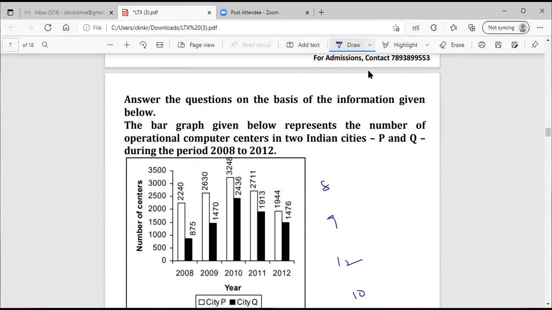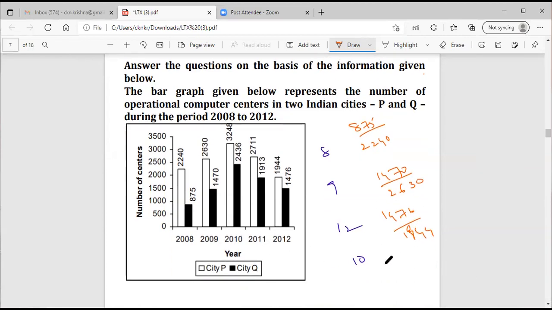First year, let me change the color of the ink. First year, 875 upon 2240. Next year, 1470 upon 2630. Third year, 2012, third option, 1476 upon 1944. Excellent. That next year, 2436 upon 3248. ఇందులో ఏది హైయెస్ట్ అని అడిగారు.